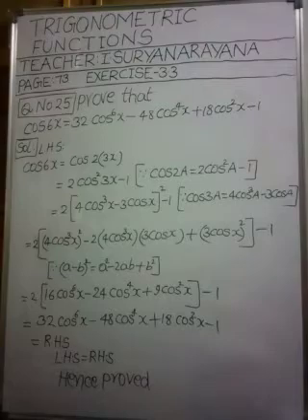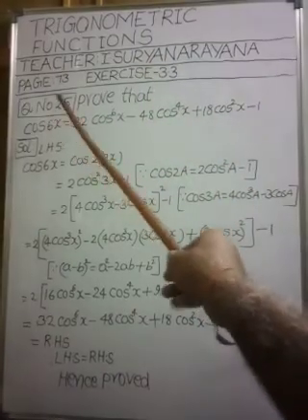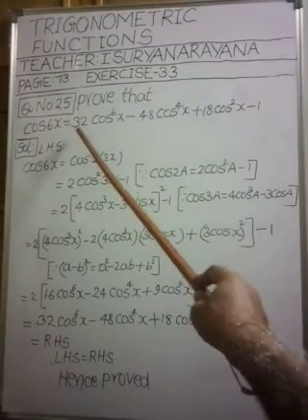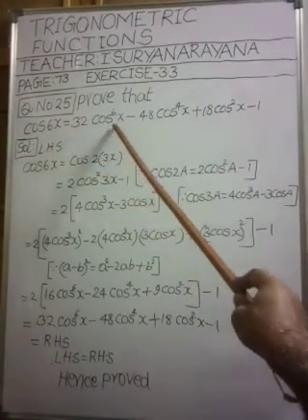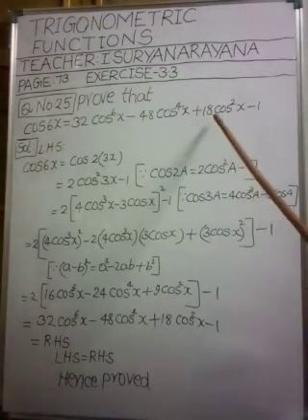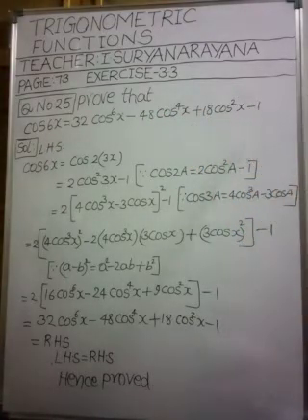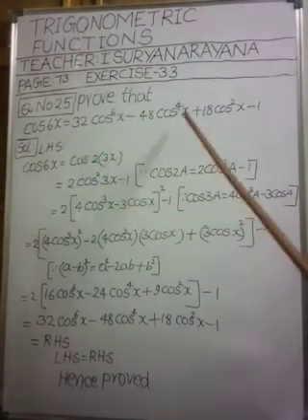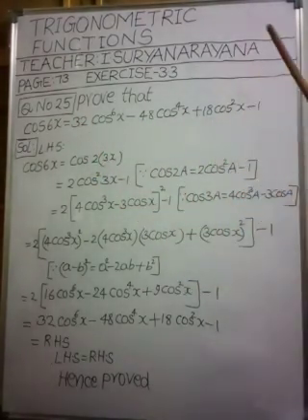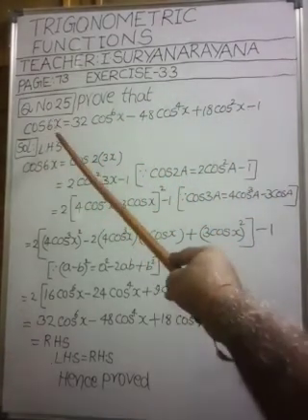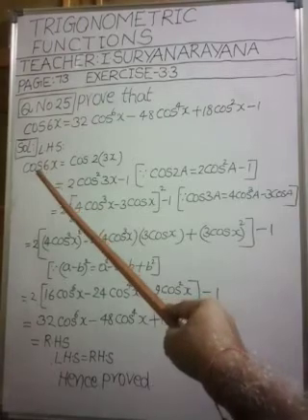Now come to question number 25. Prove that cos 6x is equal to 32 cos power 6x minus 48 cos power 4x plus 18 cos square x minus 1. Understood this question, my dear children? Yes, we have to prove this statement. To prove it, we take LHS. What is LHS here? Cos 6x.